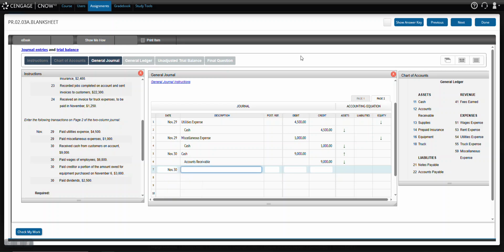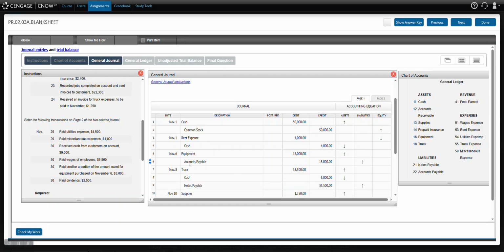Also on the 30th, it says we paid wages to our employees of $6,800. We know that our employees are an expense to us and our expenses are always increasing. On the 30th, it says we paid a creditor a portion of the amount owed for the equipment that was purchased on November 6th. So if you go back to November 6th, we bought that piece of equipment. It wasn't paid with a note. That was simply paid on account. So we're paying down some of that account payable. We're paying $3,000 worth towards that balance that we owe.